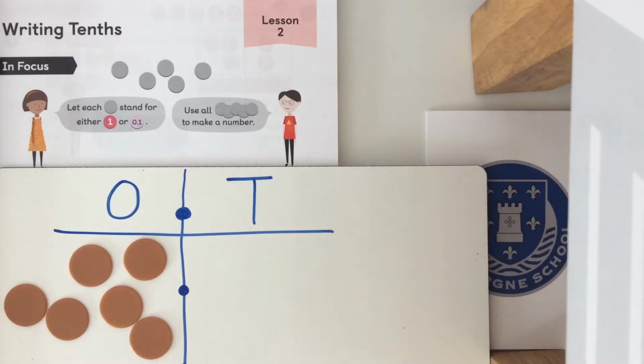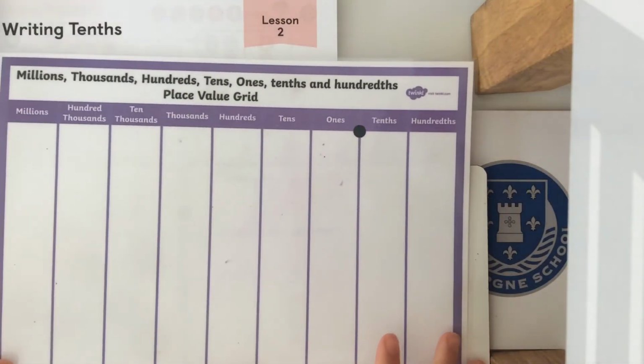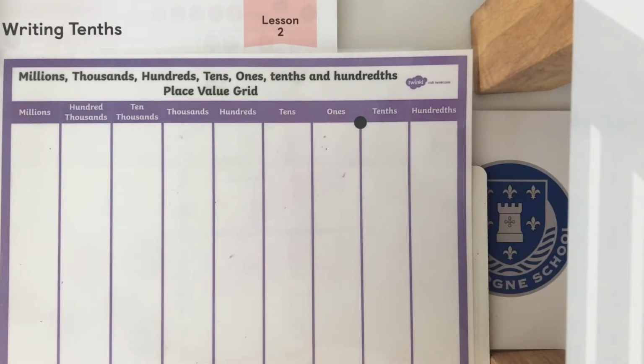Hi there then. So we are on lesson 2 of chapter 8, writing tenths again. Okay, so before we start, I just want to remind you what a place value grid is, because I think it's going to become useful to you from this lesson onwards. This is the one that I've got that you've seen me use in class with you guys.